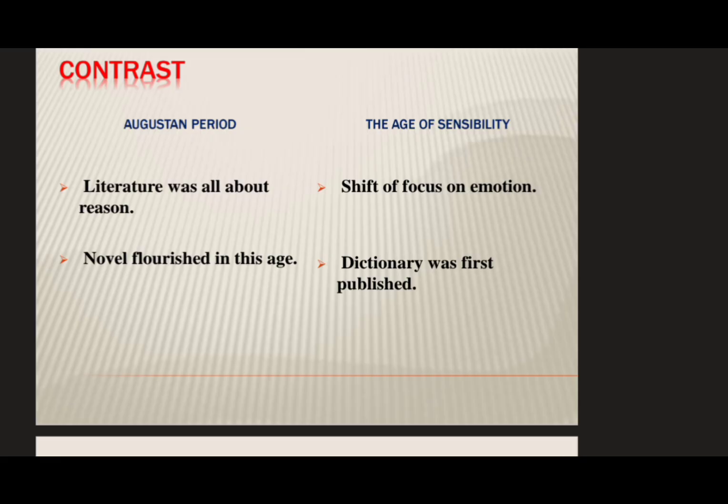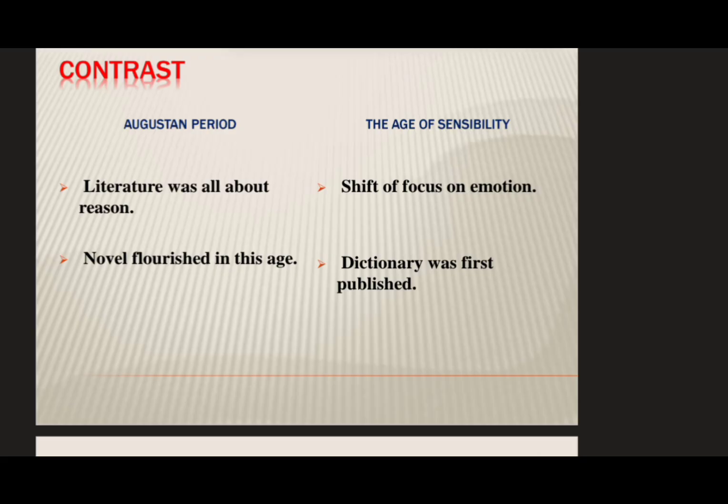In the Augustan period, we saw the first English novel appearing. So novel flourished in this age, but in the age of sensibility, we see the dictionary was first published. The English dictionary was first published. So from here we can know that English has finally developed fully in England.